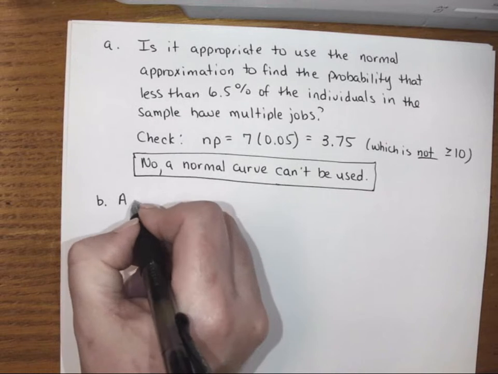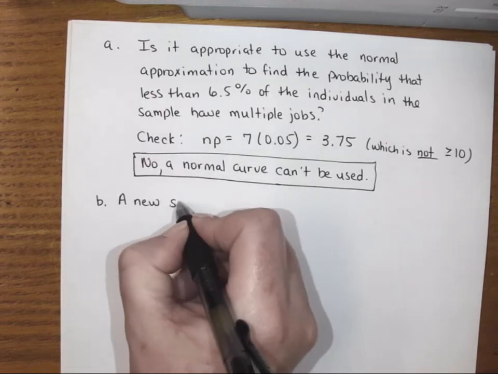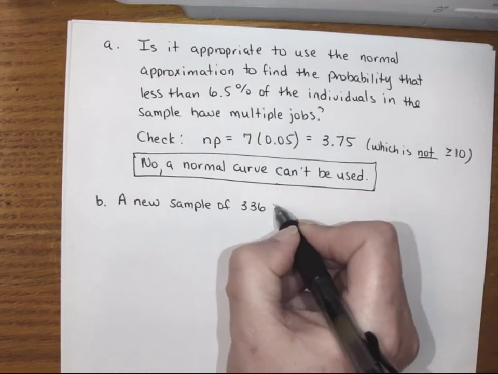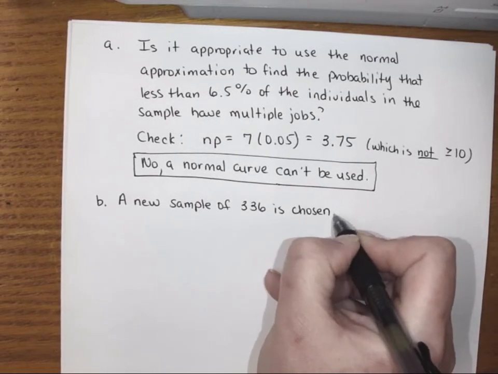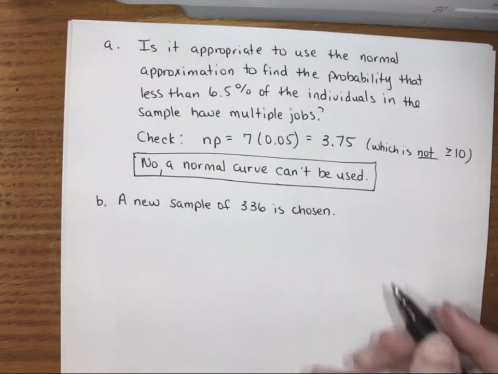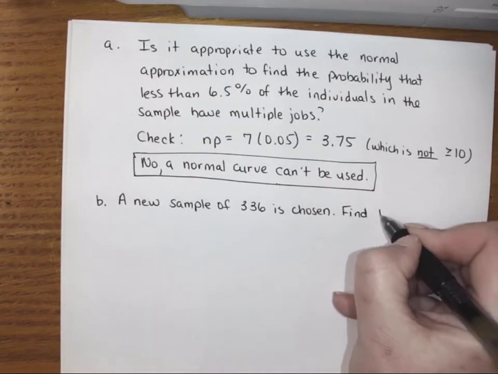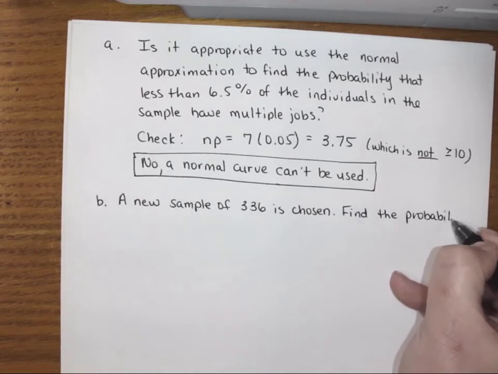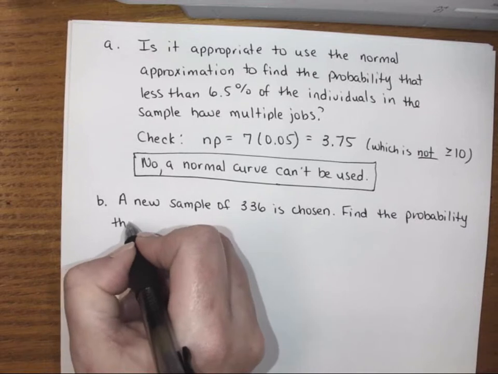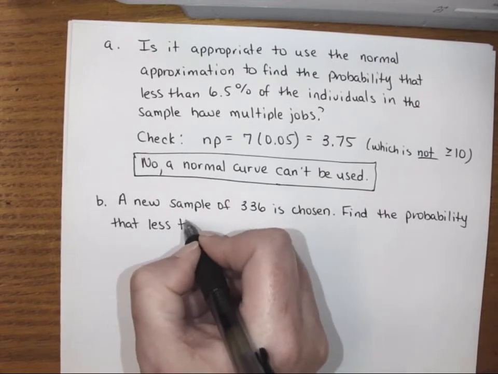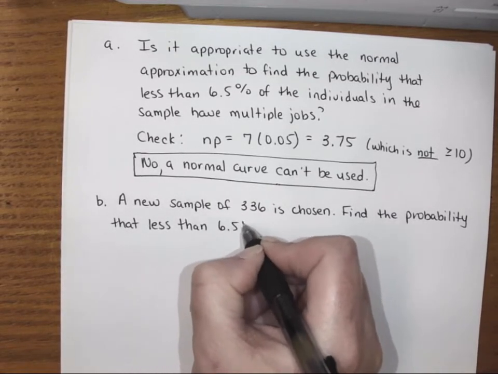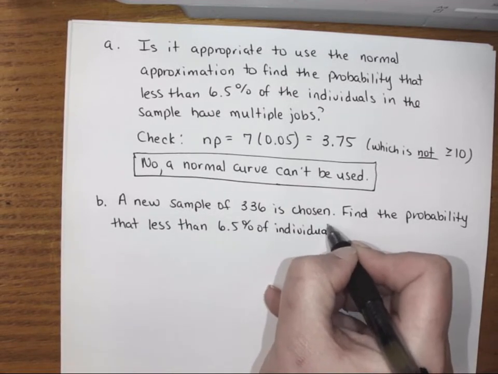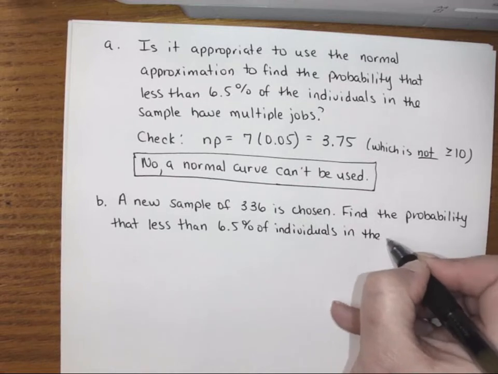So let's say we realize maybe 75 people wasn't quite enough, so we're going to up our sample size and we're going to choose 336. And now let's see if we can find the probability that less than 6.5% of individuals in the sample have multiple jobs.